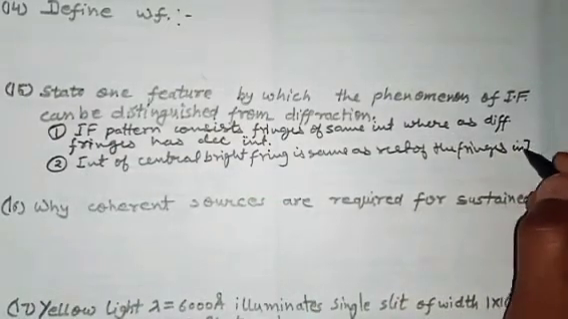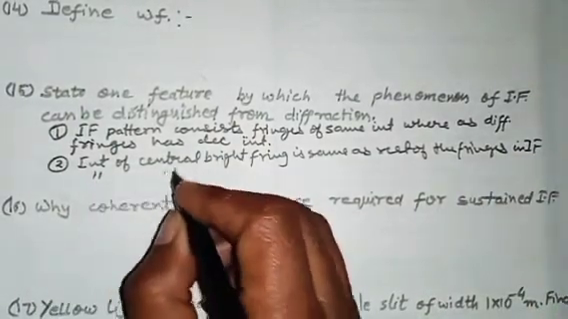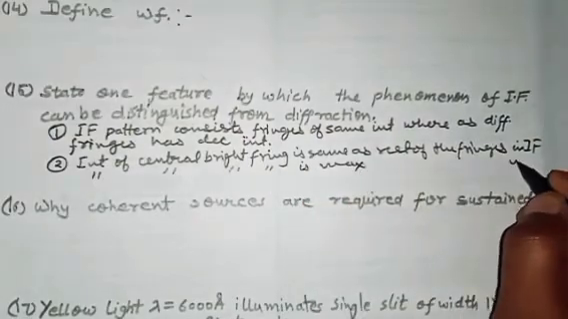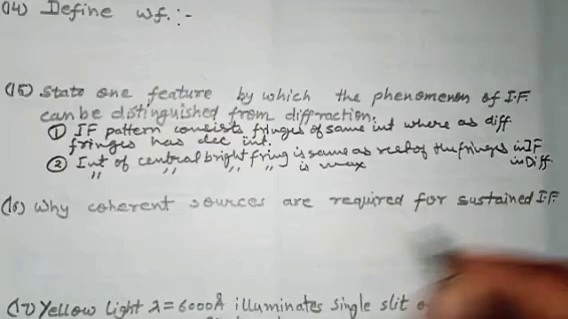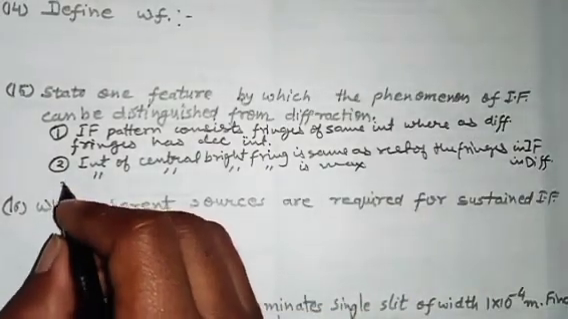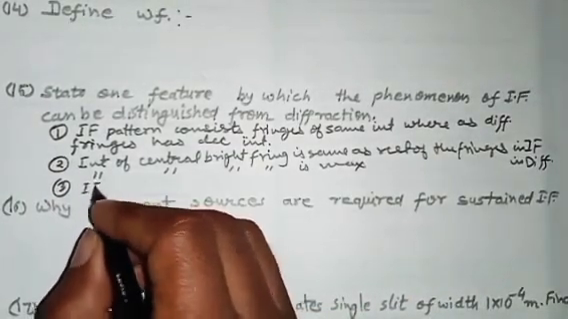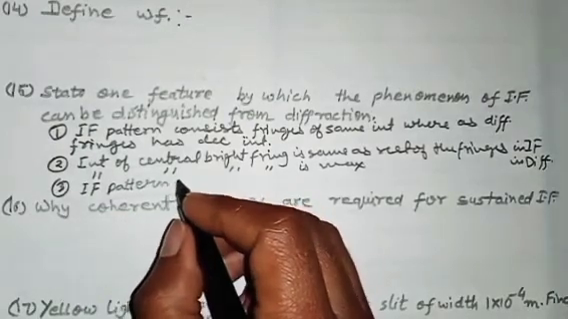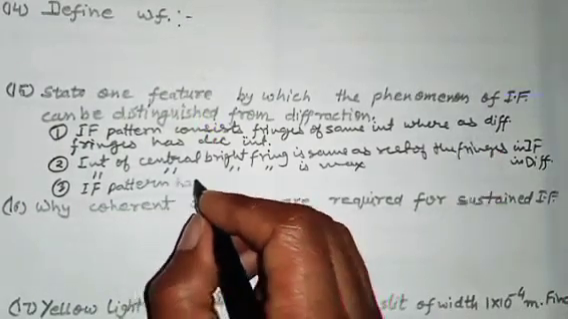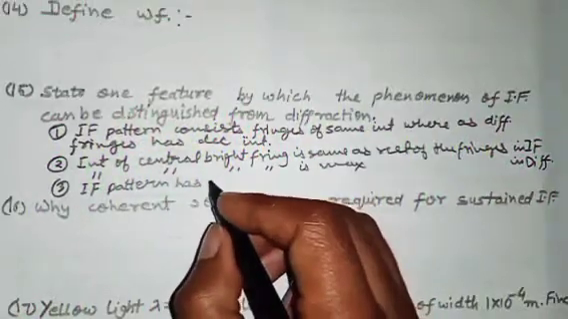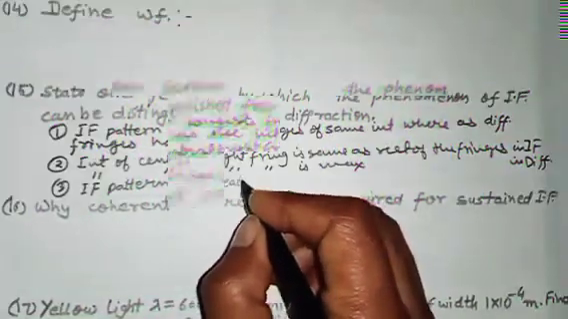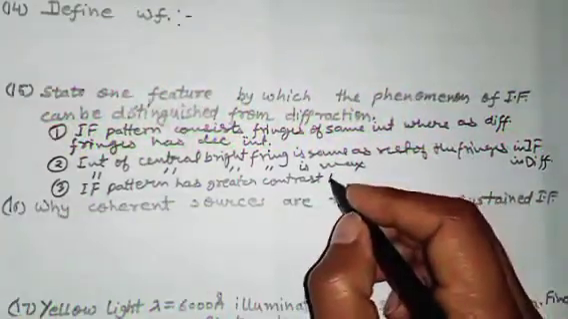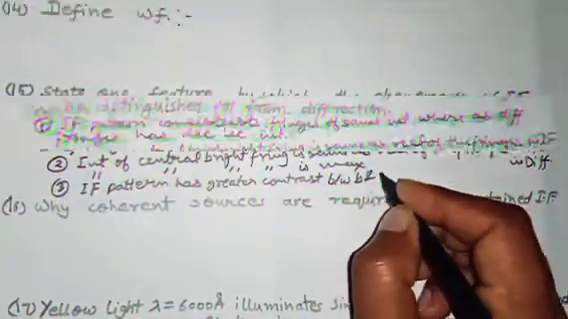In interference, the intensity of the central bright fringe is maximum; in diffraction, it is too. Another difference: the interference pattern has greater contrast between bright and dark fringes.